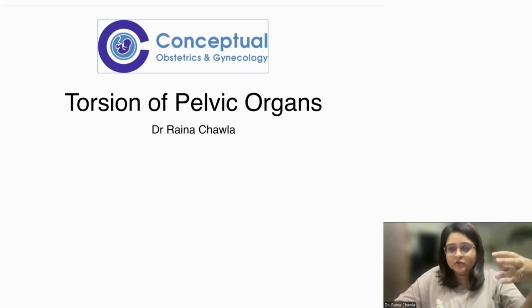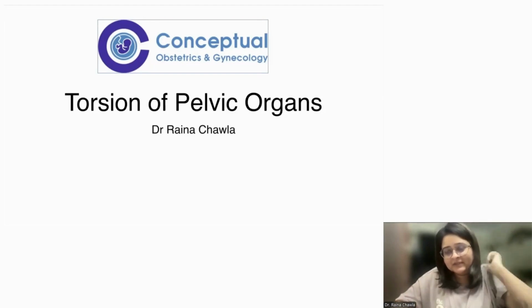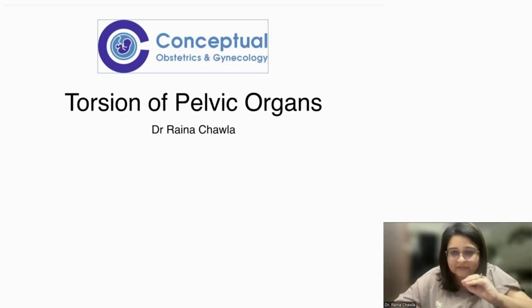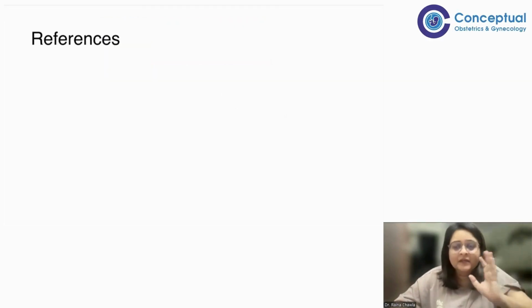And when I'm talking about torsion of pelvic organs, we most commonly talk about ovarian torsion or adnexal torsion. But it is not only adnexal and ovarian torsion, although most of our lecture will be dealing with that because that's the most common type of torsion we see. But I'll also be discussing the rarer types of torsions.